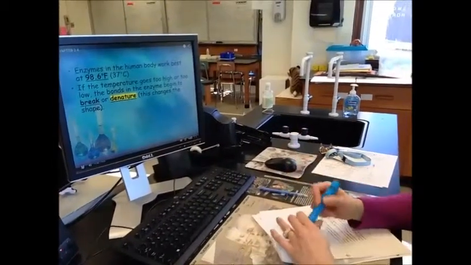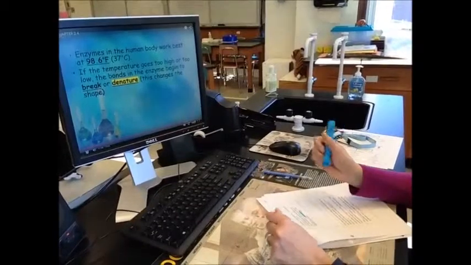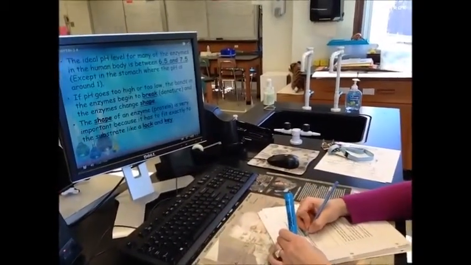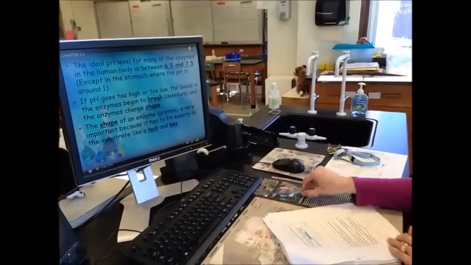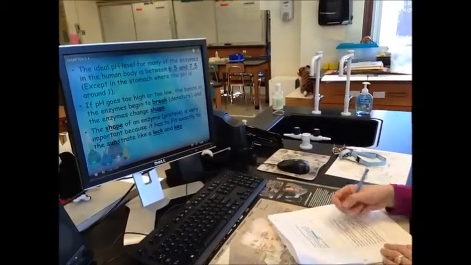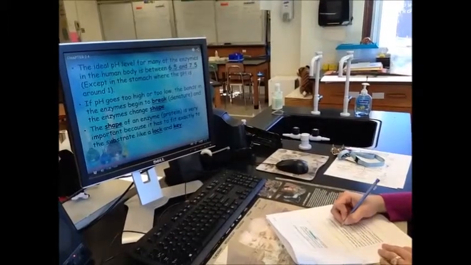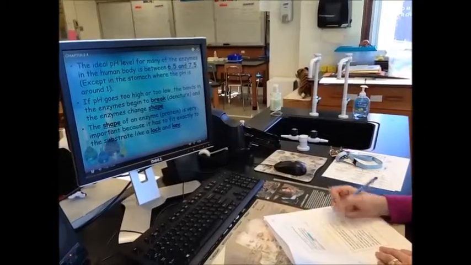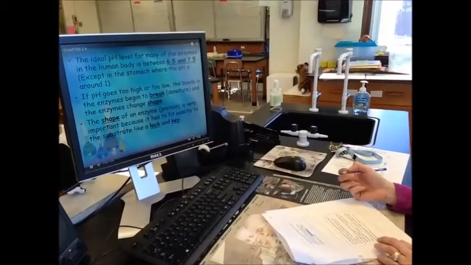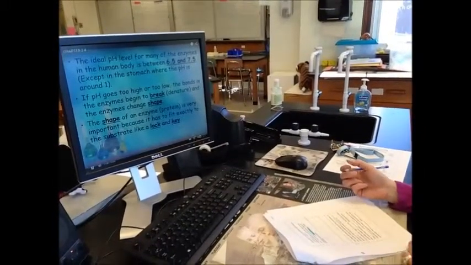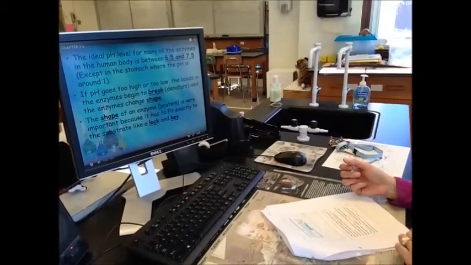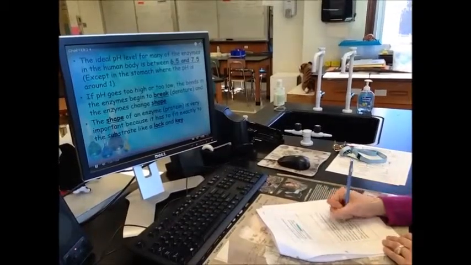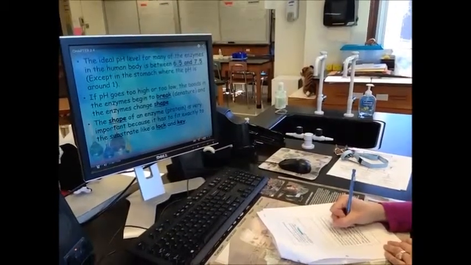Denature is a term that you're going to need to remember, so make sure you highlight that, please. Highlight and star. The ideal pH level, the acid-base level in your body for most of the enzymes is between 6.5 and 7.5, except in your stomach and your intestines, the pH is going to be much different, and those enzymes work better when the pH is very low. But if your pH goes too high or too low, the bonds in the enzymes will break or denature, and then the enzymes change shape.